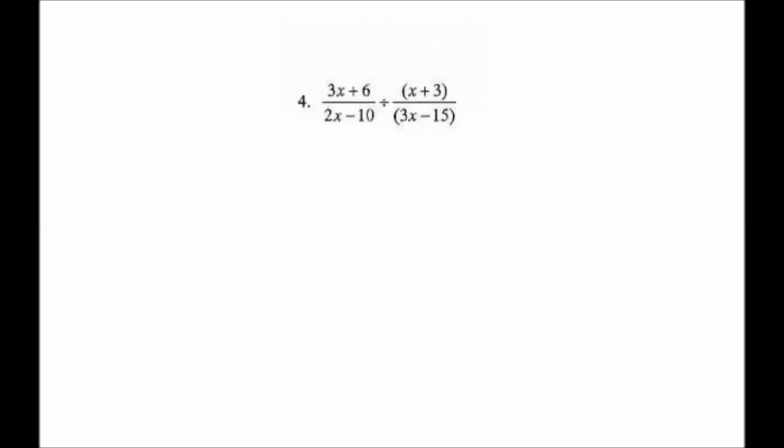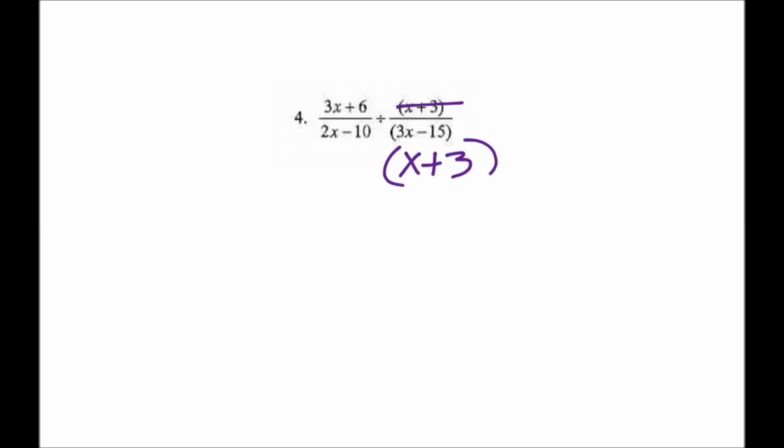If you can, I would go ahead and pull things out as I moved. My x plus 3 goes to the bottom. The 3x minus 15 is going to go to the top, but go ahead and see if you can factor it. They both divide by a 3, and it leaves you x minus 5. Now you're ready to cancel. Oh, you're not, are you?